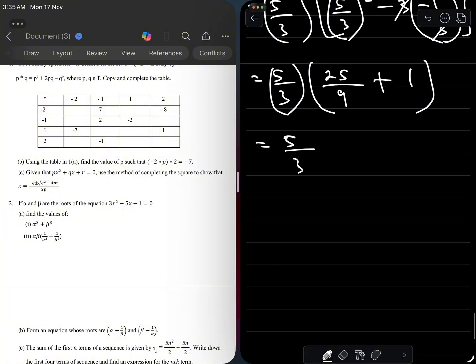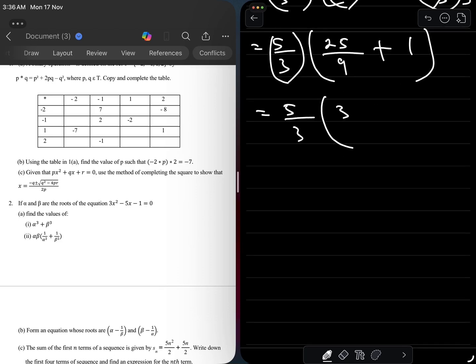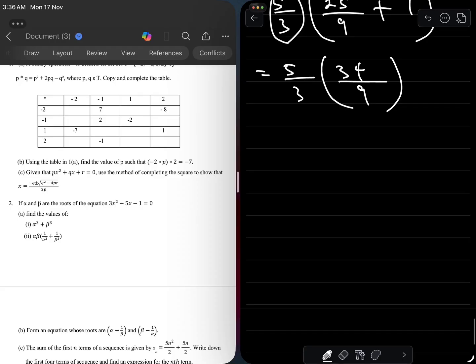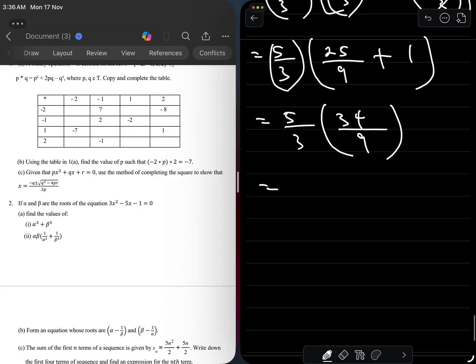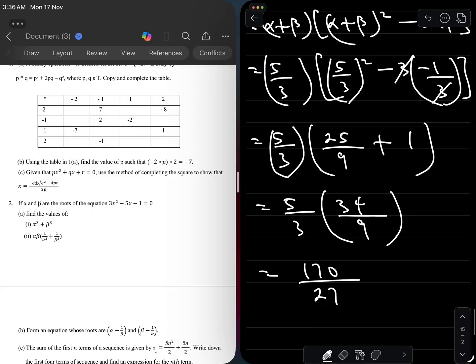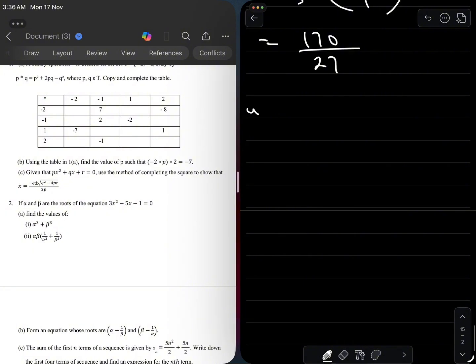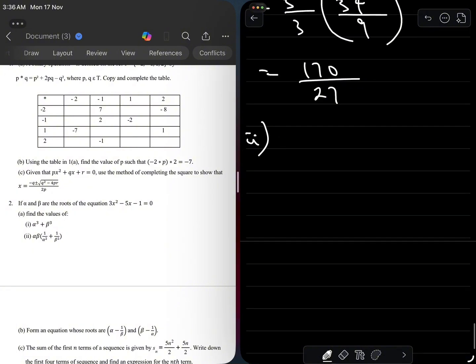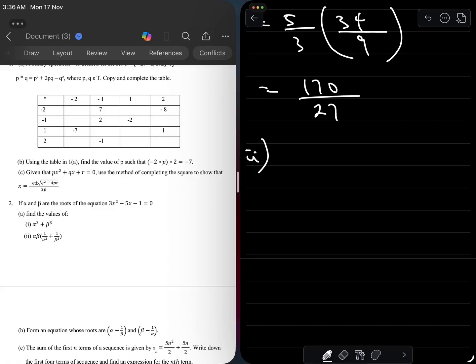And that's equal to 5 over 3 into bracket. What's 25 over 9 plus 1? That's 34 over 9. If you check that, that's what you have, 34 over 9. And that simply means 5 over 3 times 34 over 9 will be 5 times 34, that's 170 over 27. That's 170 over 27, and that's the answer very, very simply. So we go to Roman figure 2. That means alpha cubed plus beta cubed is equal to 170 over 27.